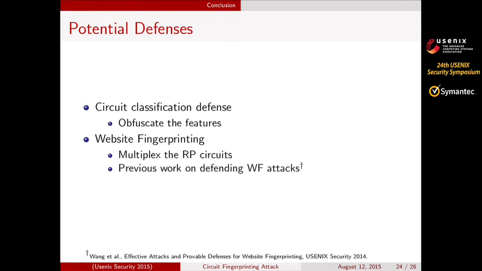And to defend against website fingerprinting, we think multiplexing multiple RP circuits with each other, or maybe even with general circuits, if that's possible somehow, would actually help tremendously, as demonstrated by Wires et al. last year. And also, there's a lot of website fingerprinting defenses out there, namely the one by Wang et al. last year at USENIX Security is also directly applicable here.